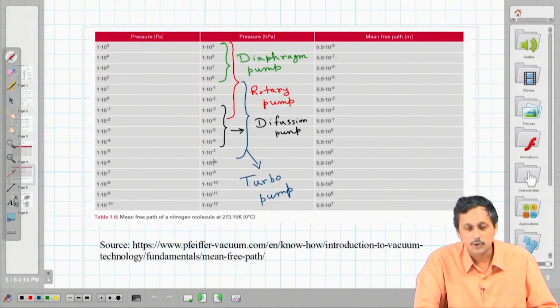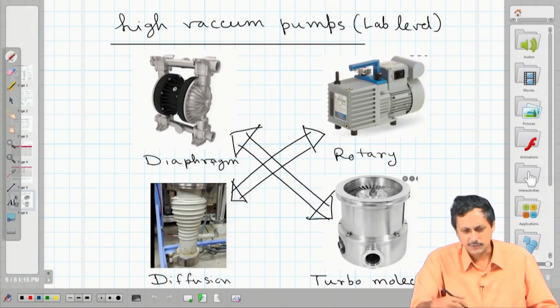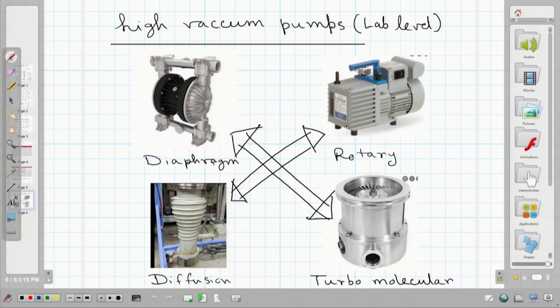Okay, so that's where we will stop today, and in the next lecture we will start solving some problems, and also we will start discussing the fundamentals of transport phenomena. Thank you.